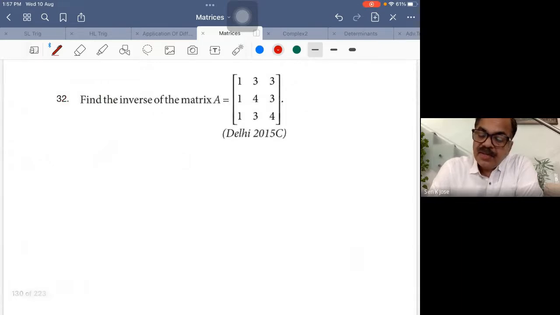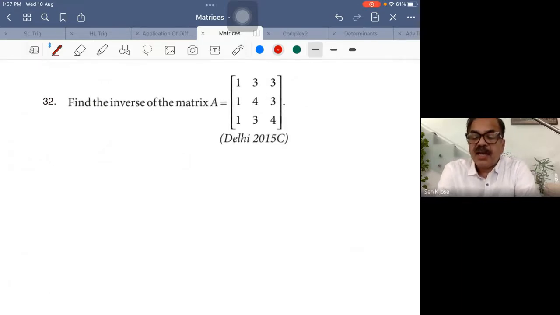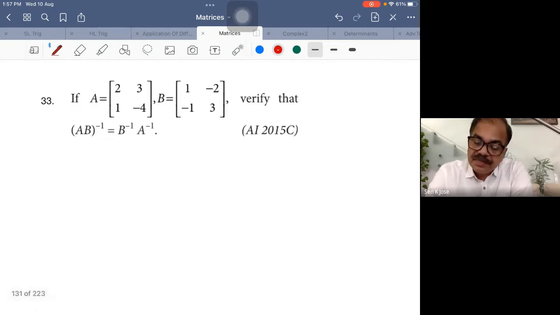Question 32 is to find out the inverse of a matrix A. I'm not going to do this question because you know how you do this. We repeatedly did this; in the first question, it was part of it. You find out determinant A, then you find the cofactors of individual elements, and then 1 by determinant A into adjoint of A. Adjoint of A is the transpose of the cofactor.